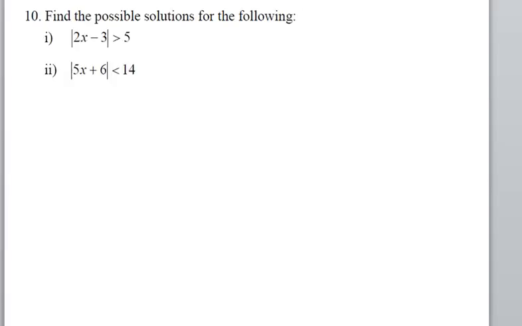Fundamentals for Engineering, Mathematics, Final Exam Revision, questions 10 and 11. So for question 10, we want to find the possible solutions for the following.